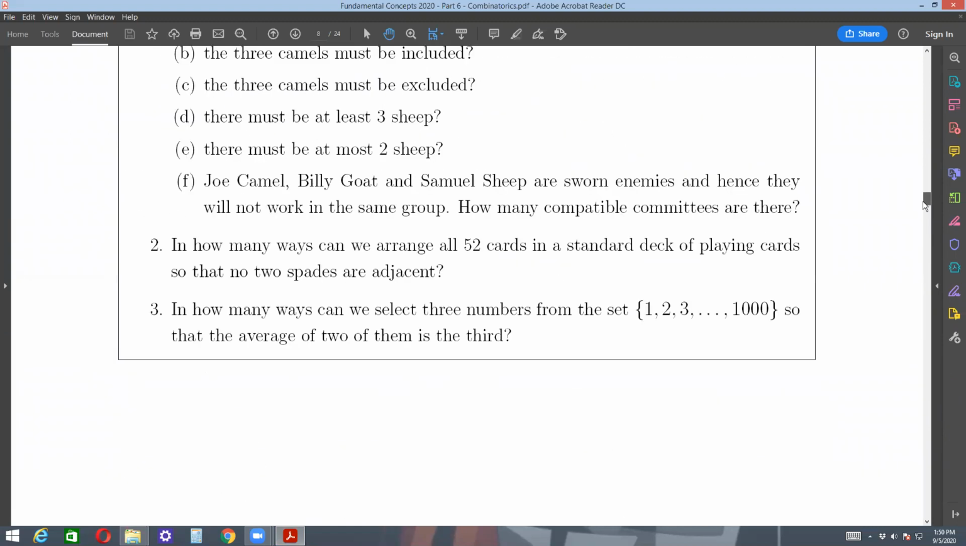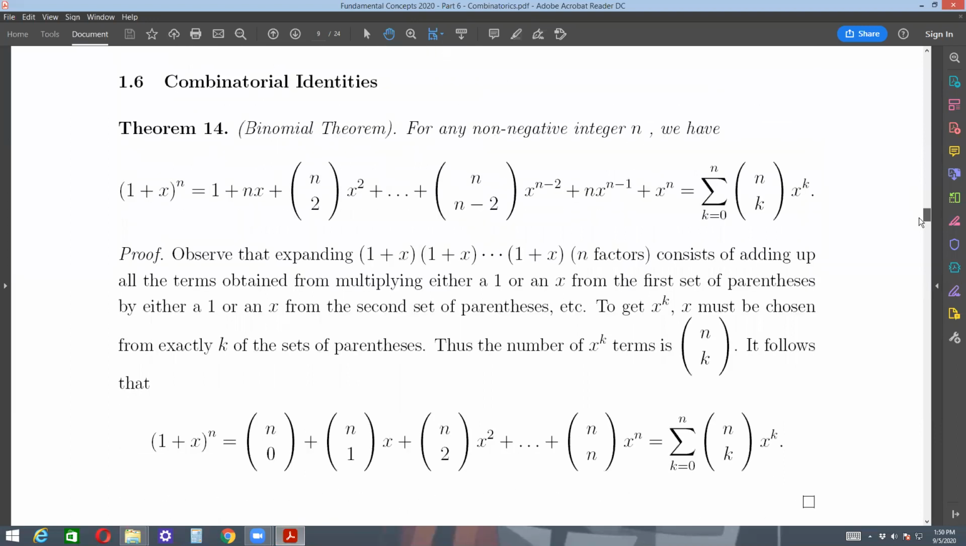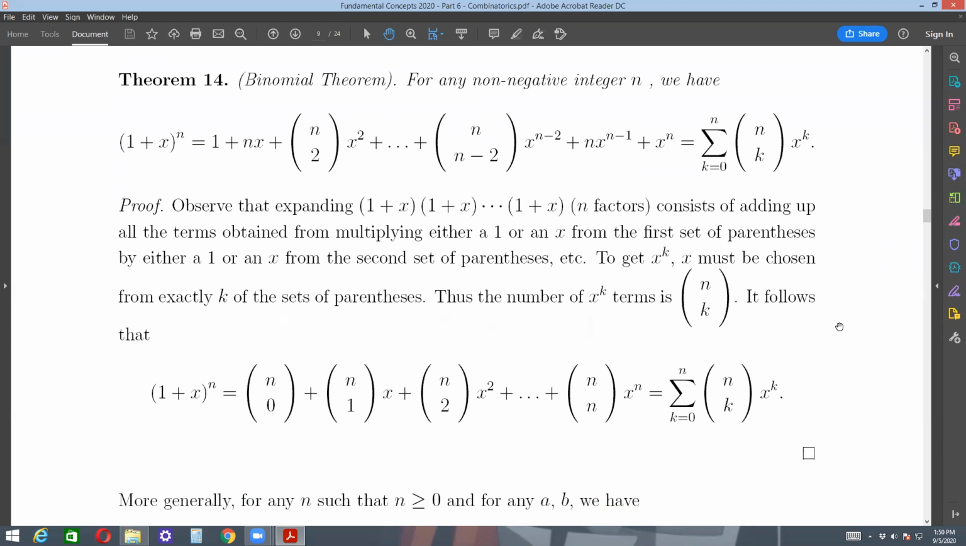Okay, so we've covered counting, including permutations and combinations. The last thing in counting is you need to know a little bit about combinatorial identities, specifically the binomial theorem. That is very useful when you're trying to count things. For any non-negative integer n, if I take 1 plus x to the power of n, I can actually expand that using the binomial theorem.